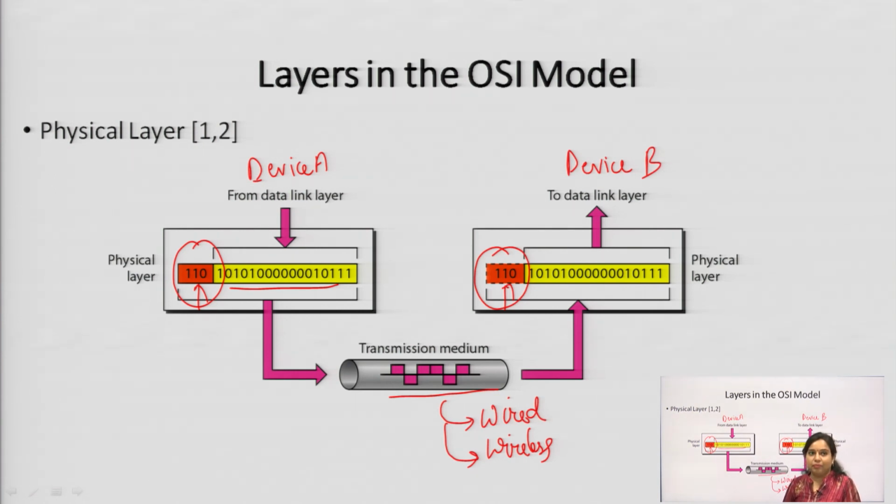So, that is an example of the physical layer. This is the view of how the information will be transmitted or received at the physical layer. This is the transmission medium, this is wired, it may be wireless.